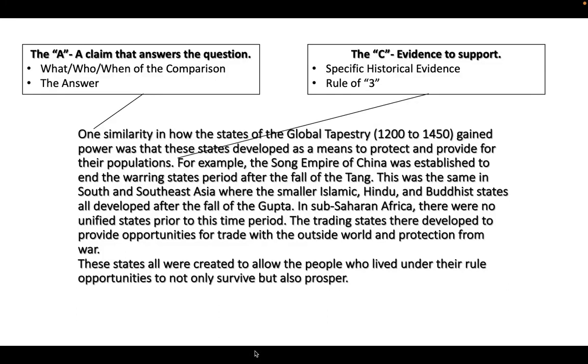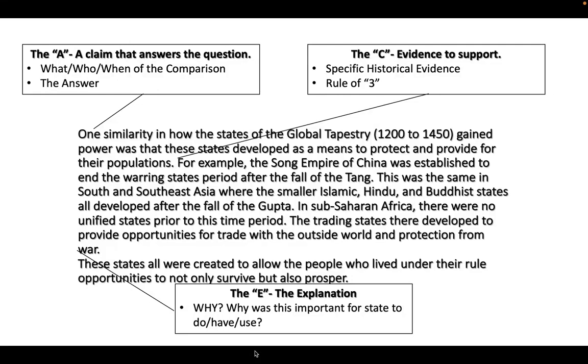But because we know all states developed as a means to protect and provide for their population, this is a correct statement. Finally, the E is the explanation, the why. Why was this important for a state to do, or to have, or to use? So my sentence there: these states were all created to allow people who lived under the rule opportunities to not only survive, but also prosper.